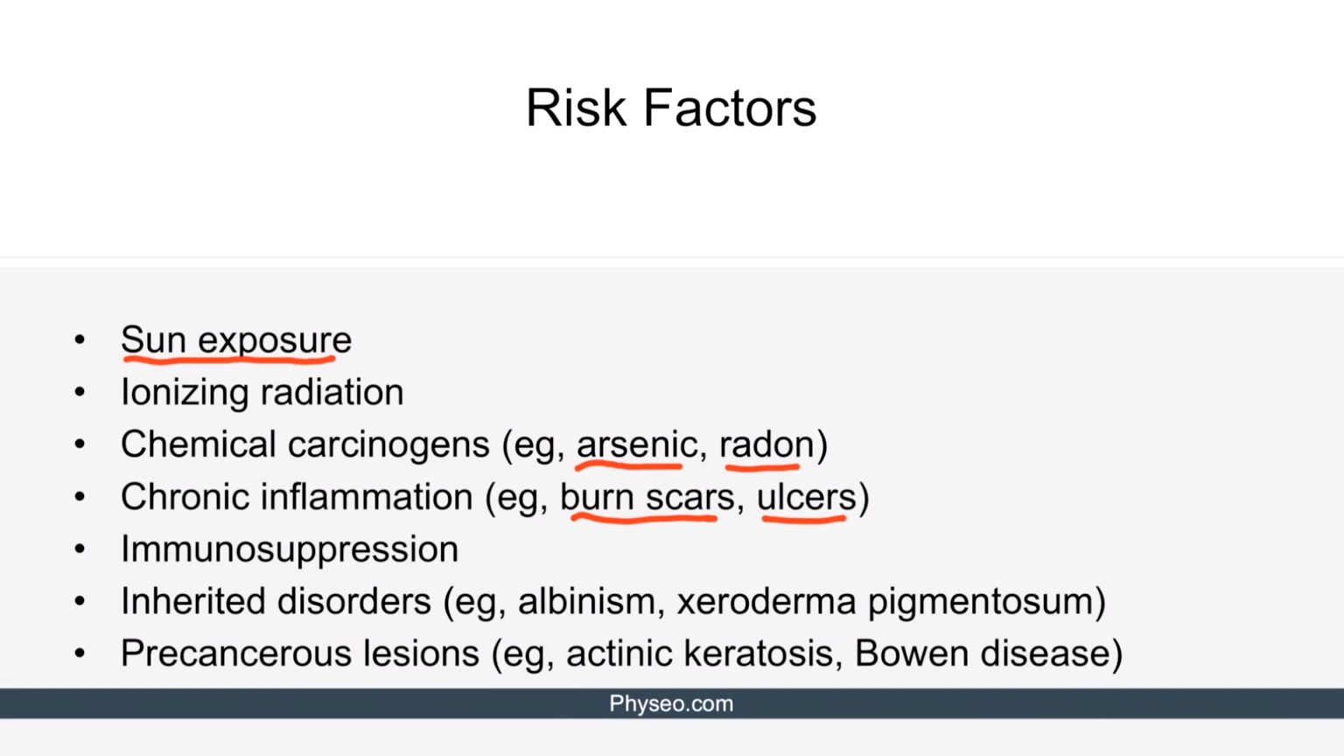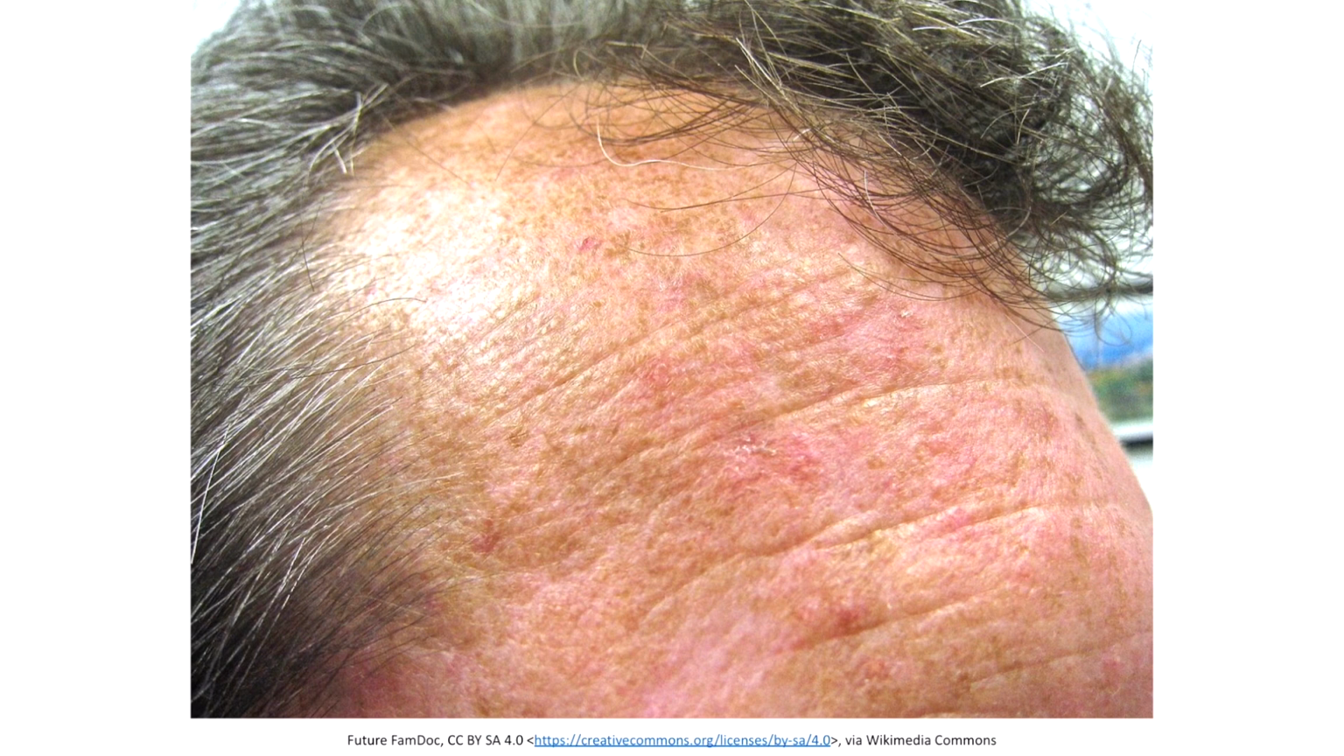And conditions that lead to immunosuppression, such as HIV and organ transplantation, also increase the risk of malignancy. Now, albinism and xeroderma pigmentosum are other possible risk factors. And precancerous lesions, such as actinic keratosis and Bowen disease, can occur as a result of chronic sun exposure, which eventually progresses to squamous cell carcinoma. Here's a picture of a patient with actinic keratosis. Notice the forehead and scalp have an erythematous, scaly, and rough appearance.